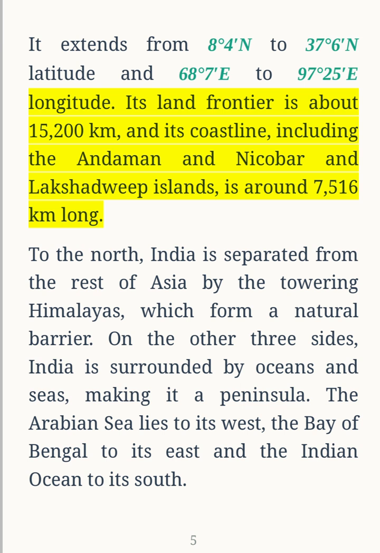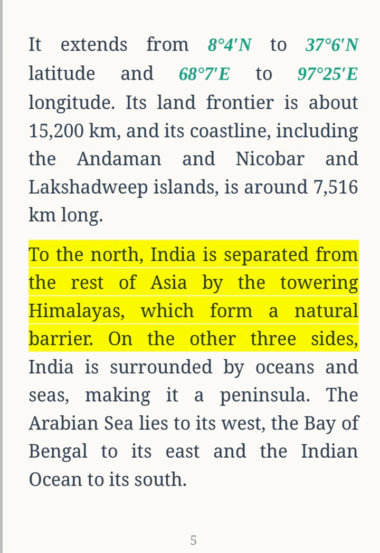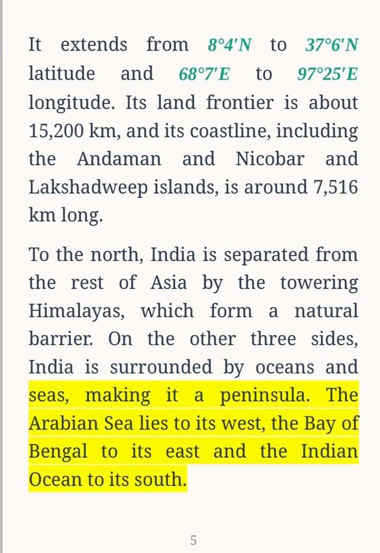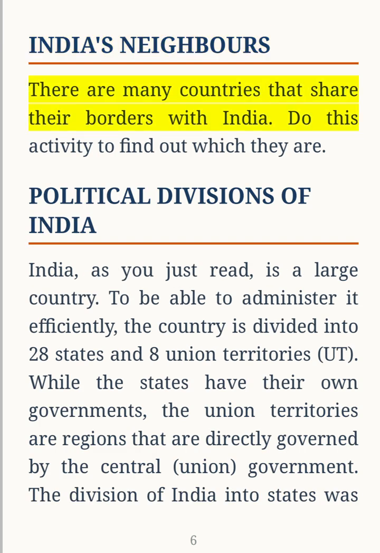7,516 kilometers long. To the north, India is separated from the rest of Asia by the towering Himalayas, which form a natural barrier. On the other three sides, India is surrounded by oceans and seas, making it a peninsula. The Arabian Sea lies to its west, the Bay of Bengal to its east and the Indian Ocean to its south. India's neighbors. There are many countries that share their borders with India. Do this activity to find out which they are.